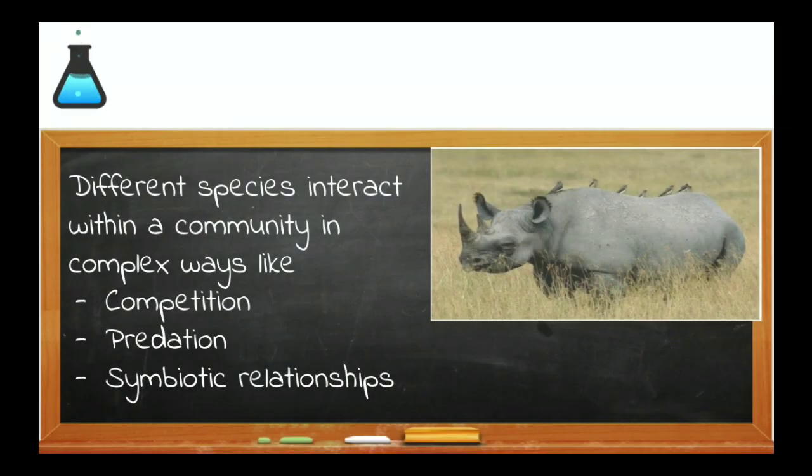We've already talked about community interactions in previous lessons. The organisms, the biotic factors, can interact with one another through competition for resources, predation, or the symbiotic relationships like mutualism, commensalism, and parasitism.